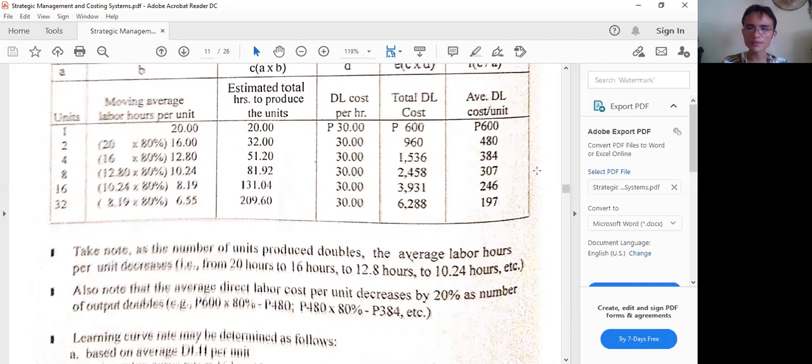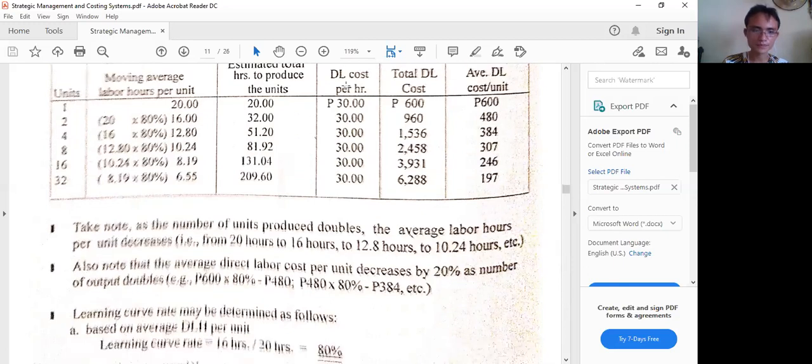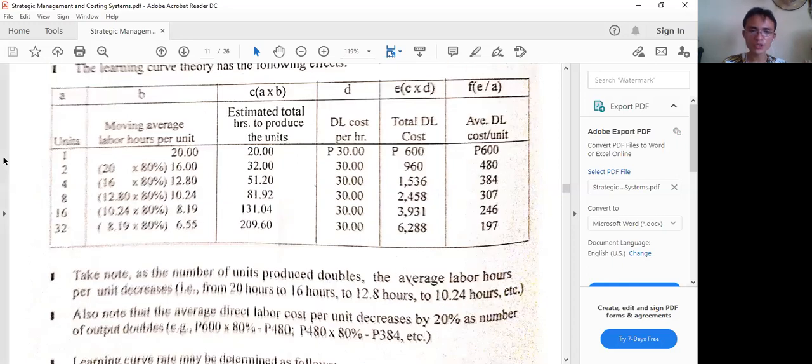So it's normal that the average direct labor cost per unit would also decrease with cost per hour as constant. The average direct labor cost per unit decreases by 20% as the number of output doubles. I think if we are really into mathematics, we can really know this. Why? Remember, there is a change of 20%, it's a decrease. Then we employ multiplication, 1 times 20, then 2 times 16, 4 times 12.80, we get these amounts. To get the total direct labor cost, we multiply. To get the average direct labor cost, we divide this by the number of units.